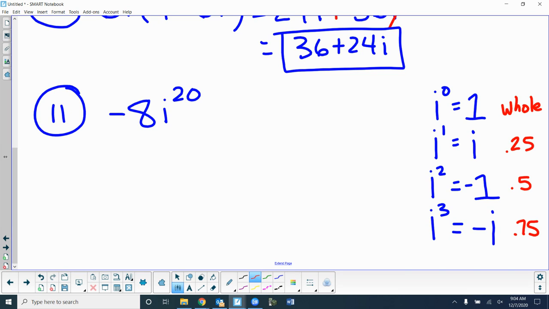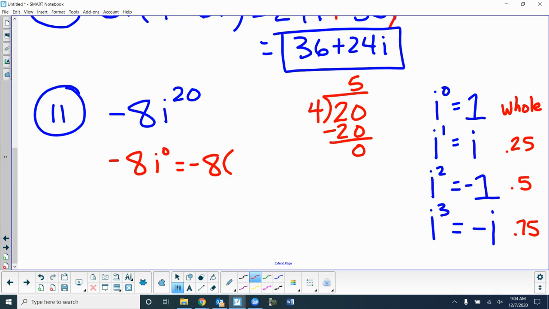Okay? So when you divide 20 by 4, and again, the reason we're dividing by 4 is because there's only 4 possible answers. You guys all know it's 5. 5 times 4 is 20. When I subtract, my remainder is 0, so it's this one. This is the same problem. Negative 8 times i to the 0, which is negative 8 times 1, which is negative 8. So that's the answer to number 11.